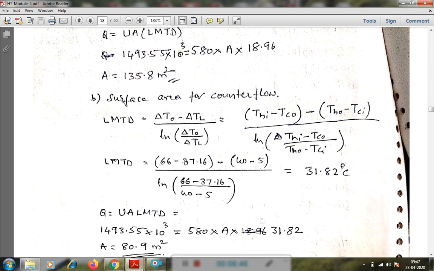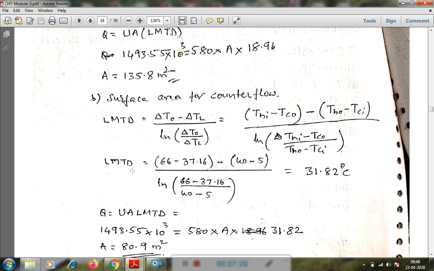Similarly, the surface area for the counterflow heat exchanger. For that, the LMTD equation remains the same: delta T naught minus delta TL by ln of delta T naught by delta TL. But here delta T naught is equal to Thi minus Tc naught, that is, the inlet temperature of the hot fluid minus the outlet temperature of the cold fluid, and delta TL is equal to Th naught minus Tci, where the exit temperature of the hot fluid and the inlet temperature of the cold fluid are there. Then ln of Thi minus Tc naught by Th naught minus Tci.